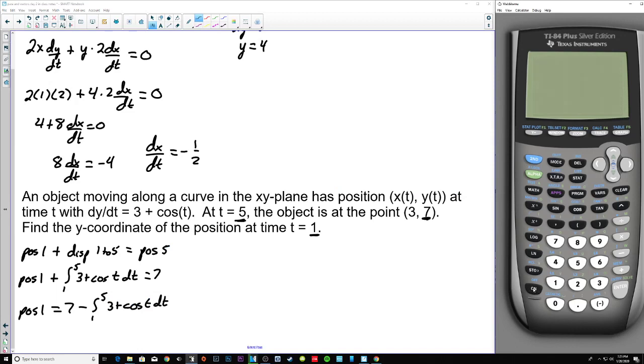Turn the calculator on. 7 minus math number 9 from 1 to 5 of 3 plus cosine of t, or in this case on the calculator x. And we press enter, and I did the 7 minus, so this is equal to negative 3.200.